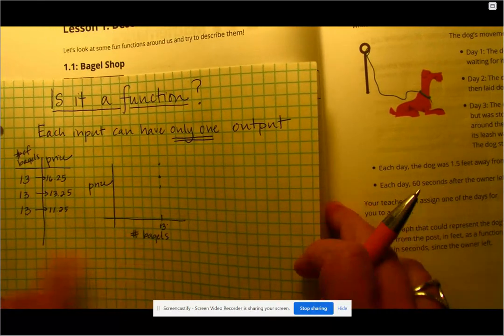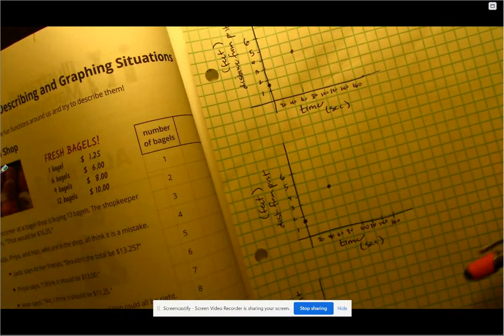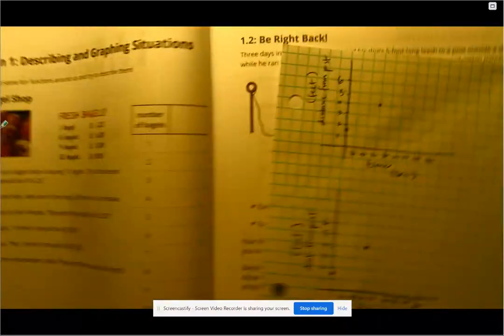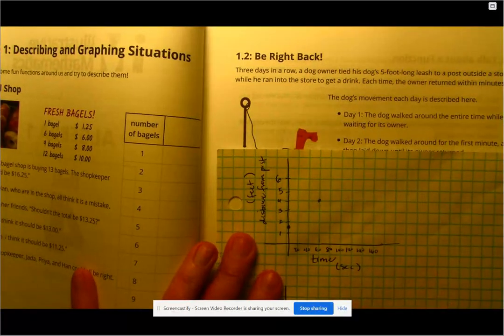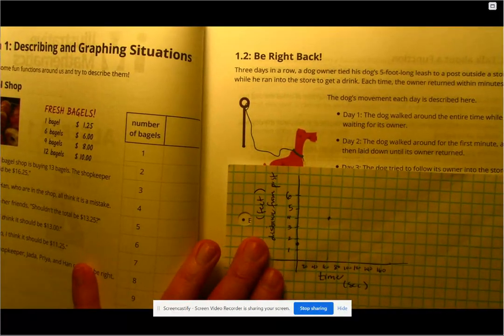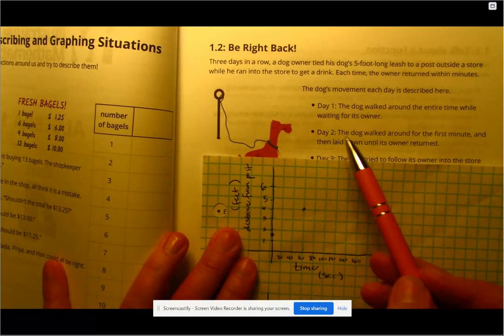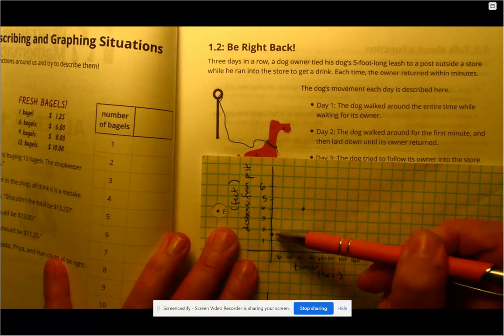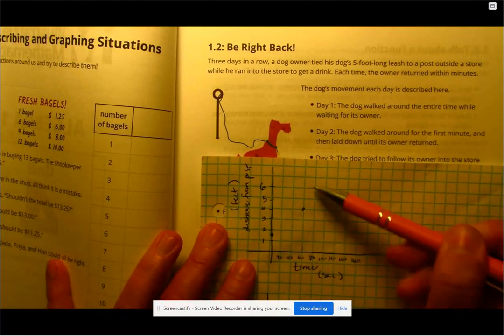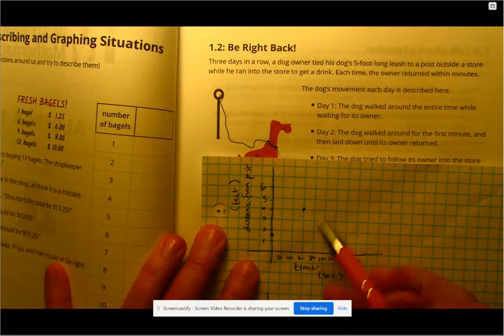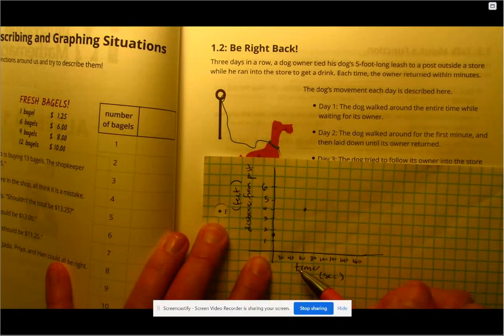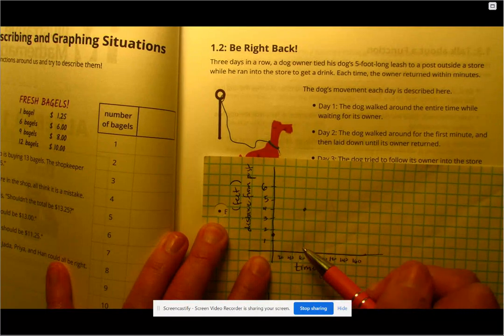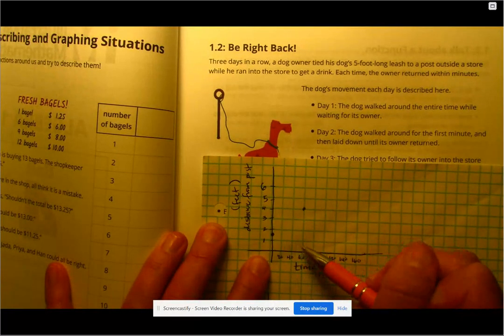All right. The next thing is asking, can you sort of illustrate from words into a graph how the variables relate with one another? So they give an example here about tying your poor dog up while you run into the store and then giving you some information. And when you're graphing a function, this is a function because at every specific time, the dog can only be one distance, a certain amount of feet from the post.